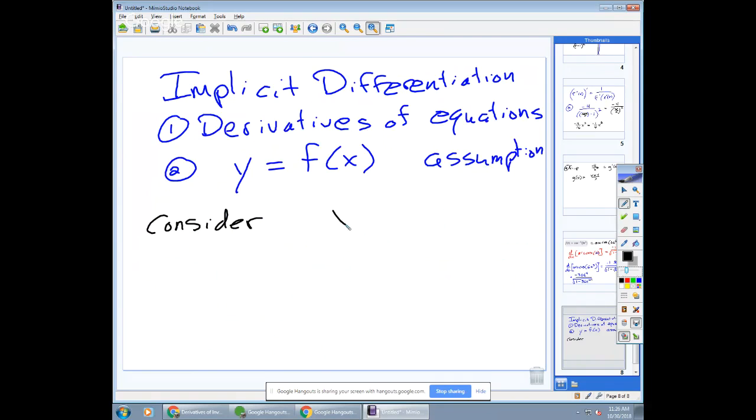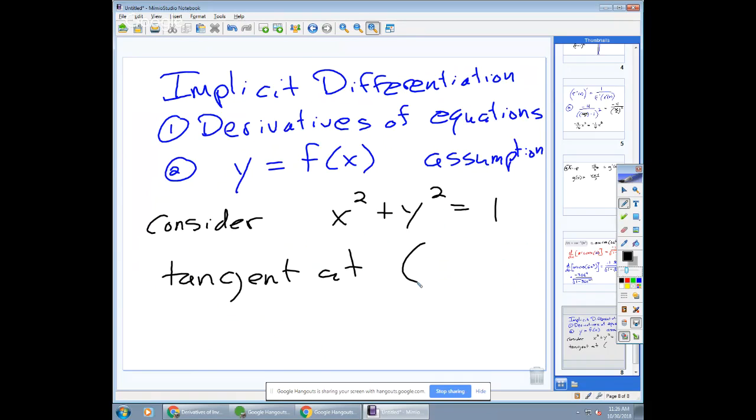All right, so consider the equation x squared plus y squared is equal to 1. Does that look familiar? Yeah, that's the unit circle. Eventually we're going to find a tangent line to this, at the point 0.8 comma 0.6, which is a point on that circle. One way to do this would be to solve for y, taking the square root of each side, but we get plus or minus the square root, and we have to figure out whether we want the plus or the minus.